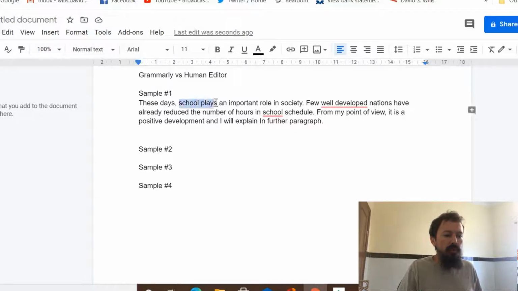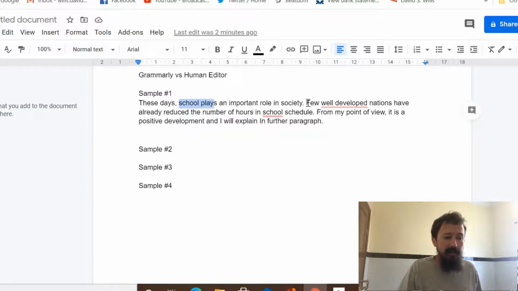Then school play. So the problem here is, we know school is the subject and play is the verb. So it should be school plays. But I think Grammarly has looked at this and thought of it as the phrase school play. So a school play is a noun, and it refers to a theatrical production put on by the pupils of a school. So I think Grammarly was confused about this, and it didn't know that it was subject-verb.